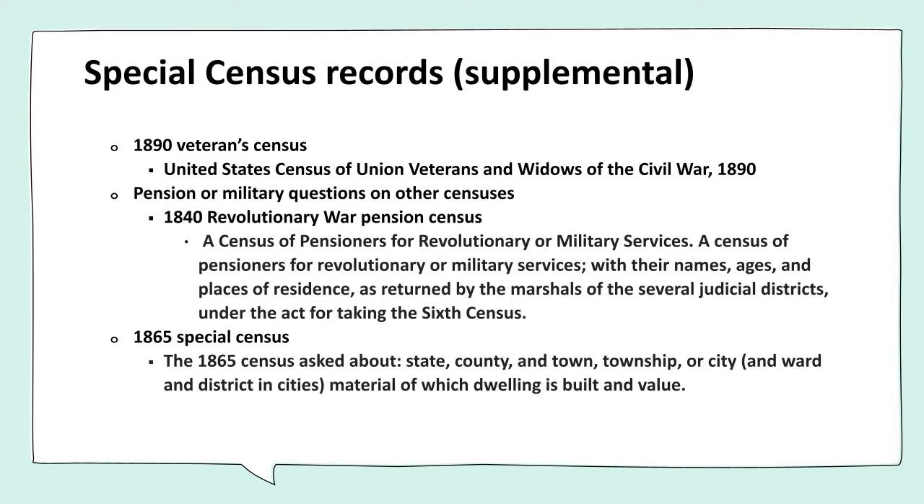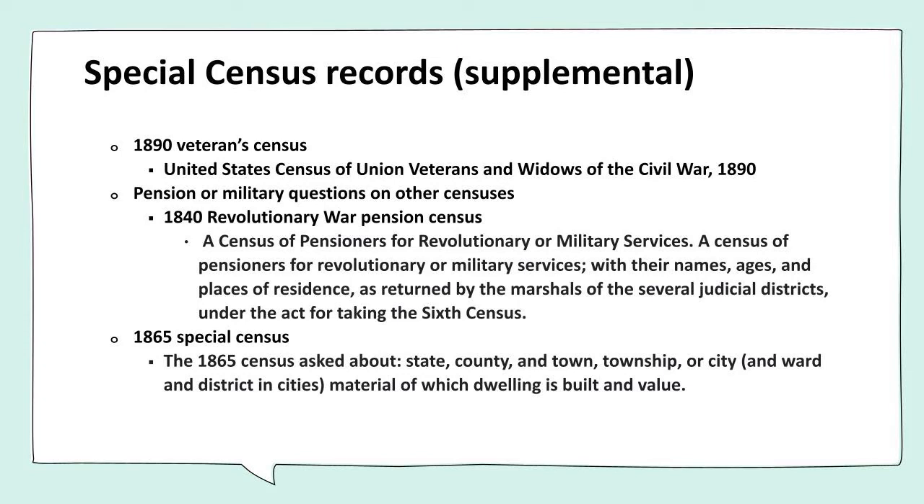Now, again, we talk about the regular census, but there are also other censuses that have been taken called supplemental. The 1890 veteran census, which is the only one that is available in most of its entirety, looked at the census of Union soldiers and widows of the Civil War. There are also pension questions, military questions, on other censuses. The 1840 Revolutionary War pension census, for example, was a census of the pensioners for Revolutionary Military War service.